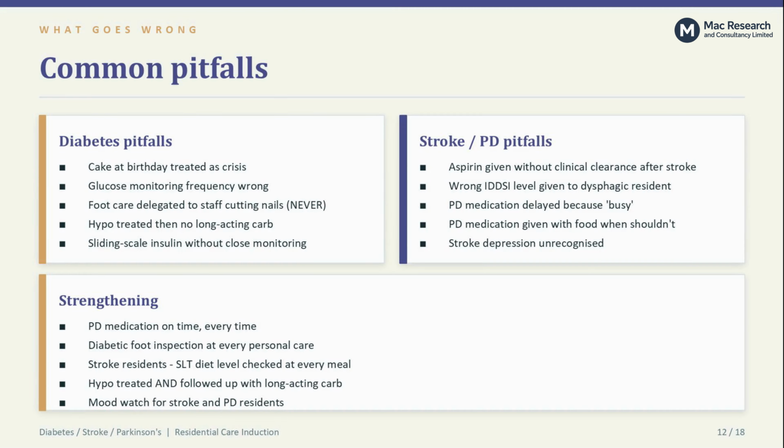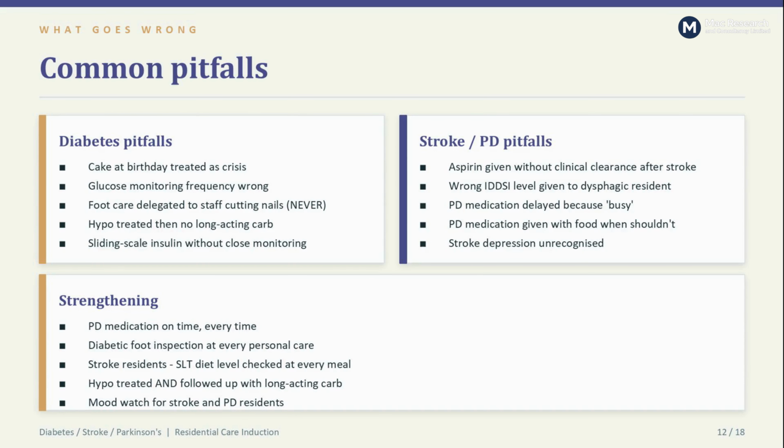Strengthening practice. PD medication on time, every time, this is non-negotiable. Diabetic foot inspection at every personal care opportunity, it takes 30 seconds and catches problems early. Stroke residents: check the SLT recommended diet level before every meal. The level may have changed. Hypoglycaemia treated and followed up with long-acting carbohydrate. Do not stop after the glucose has come up.